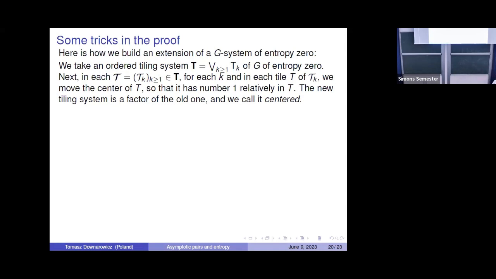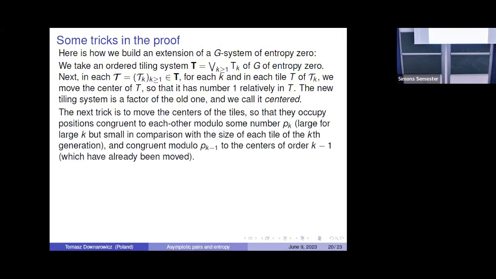And in this manner, we actually create a factor of our initial tiling, because for each tile, you know how to move the center. So you create a new shape now, because the original shape was centered here, and the new shape is centered here. So it's actually shifted like so. Okay, so we create new shapes, but there are still finitely many of them. So this is all correct. So we call this new tiling, which is the factor of the original, centered, because each center is at the first place. Then we do another trick, which is more complicated.